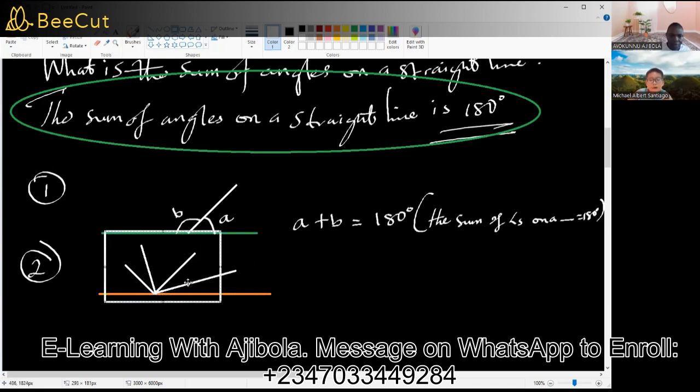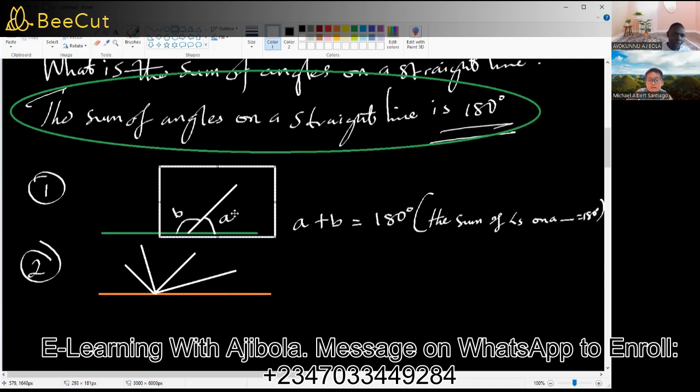Oh, wait a minute. Look at the first one. We have this angle, right? And we have this angle. Is that clear? We have this angle and we have this angle. So here, how many angles can you see? This is an angle here. This is another one here. This is another one here. This is another one. And this is another one. So how many angles can you see now, Miggy?